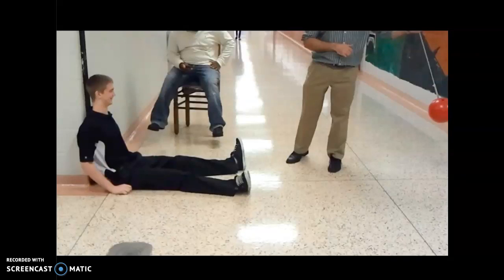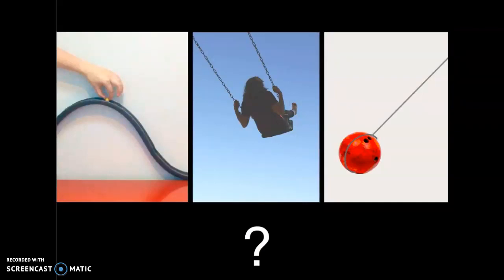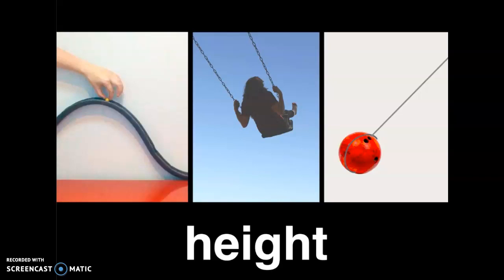So what do the motion of the roller coaster, a swing, and a bowling ball on a chain all have in common? They all get their energy from starting up high. They're getting their energy from height. And that energy isn't enough to take them any higher than where they started from.